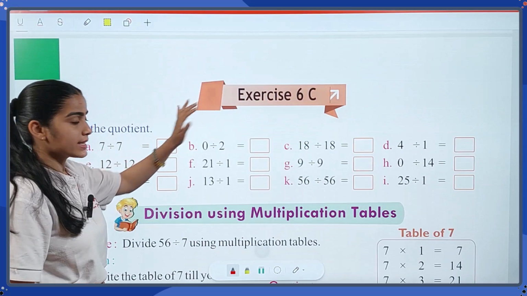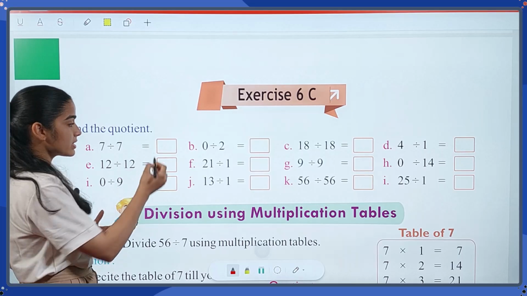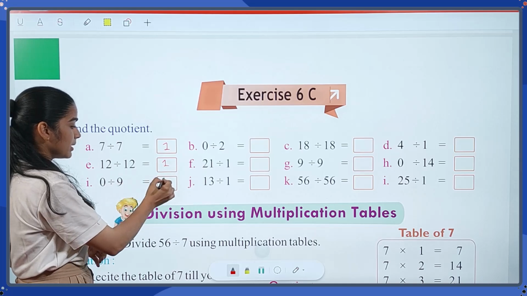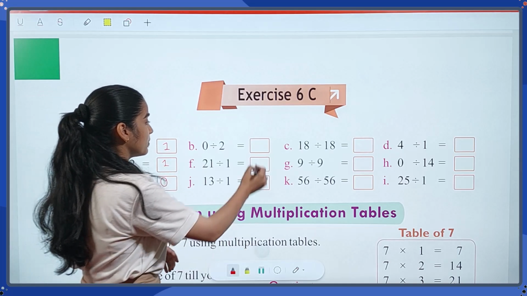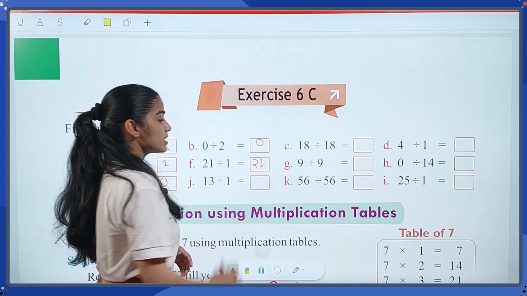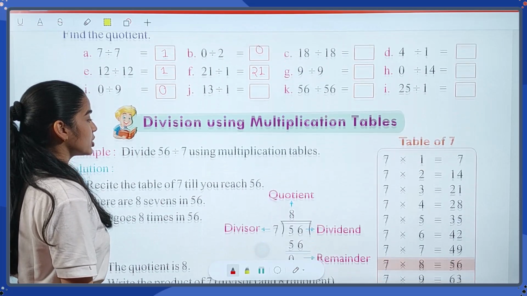Now, we have our next exercise. 7 divided by 7: whenever we divide a number by itself, we get 1. 0 divided by 9 is 0. 0 divided by 2 is 0. 21 divided by 1 is 21. In the same way you have to solve these questions. Division using multiplication tables.